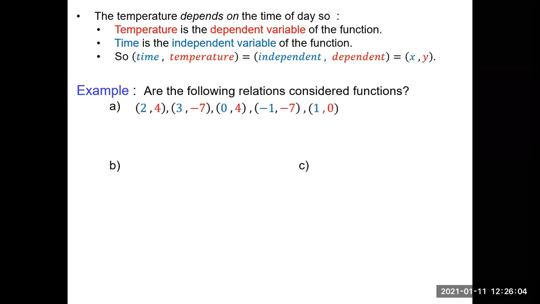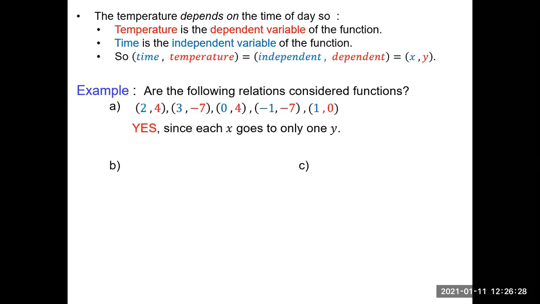Remember the mantra: every input must give only one output. Well, we should take a look at all of the blue values and recognize that because they're all unique, 2 gives me a single output, 3 gives me a single output, 0 gives me a single output, and so on. So yes, this is a function because each x goes to only one y.